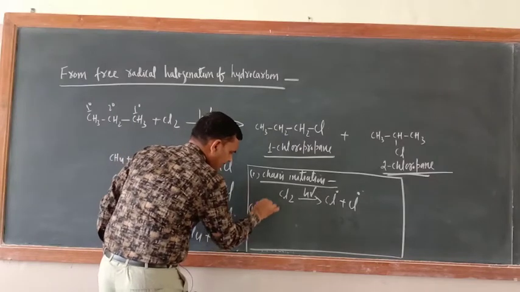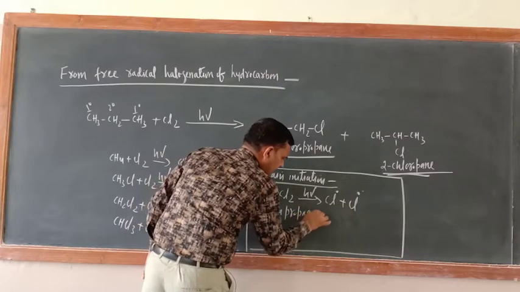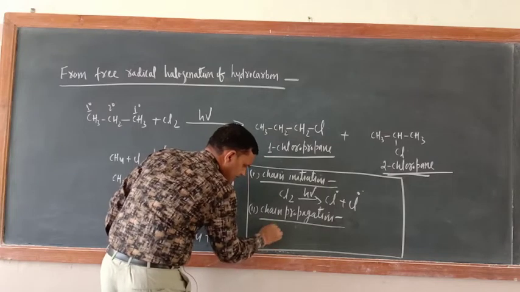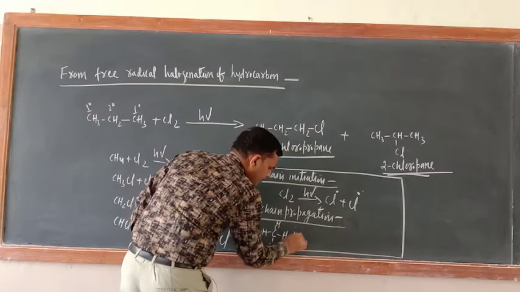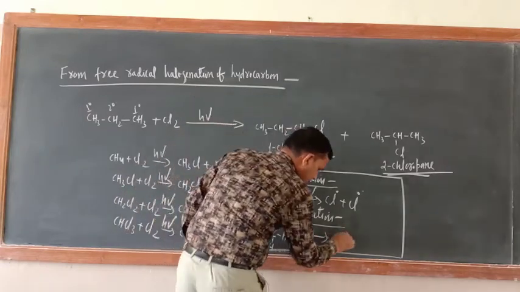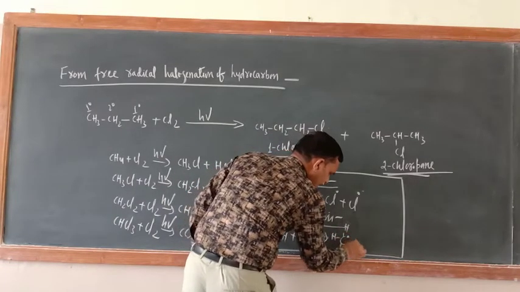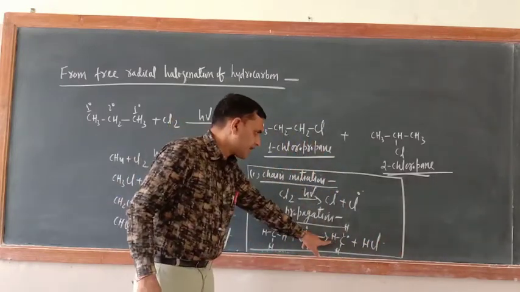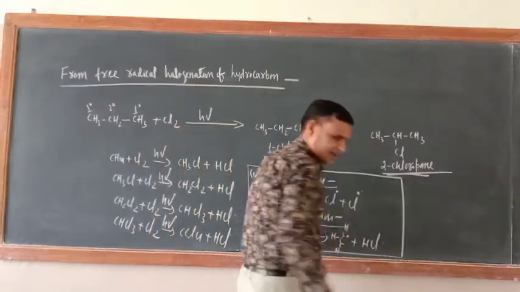Second step is the chain propagation step. In chain propagation, we have CH4, methane, and 1 free radical will attack here. So we get CH3 free radical plus HCl. See, another free radical is generated. This is now the CH3 free radical.